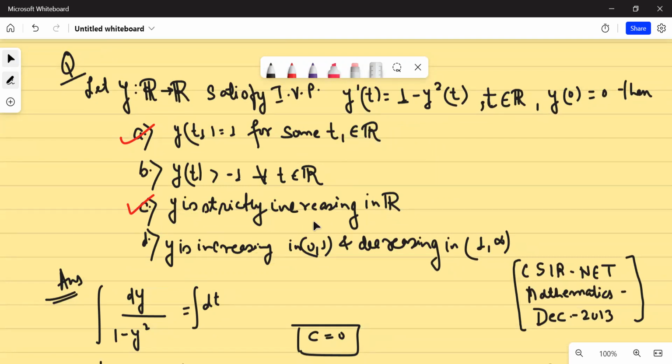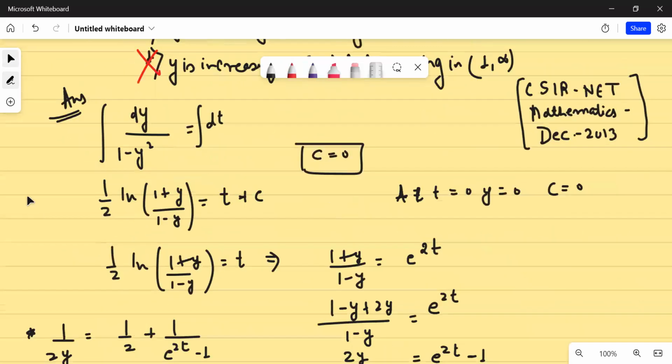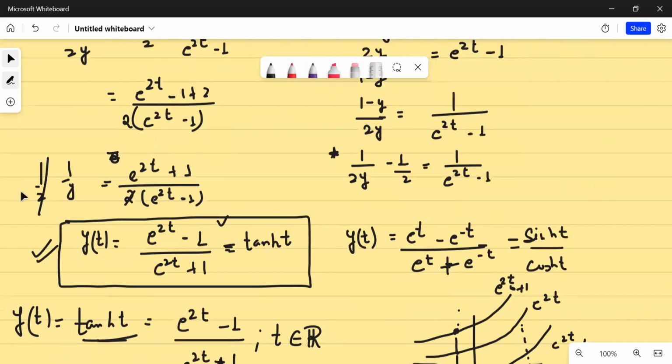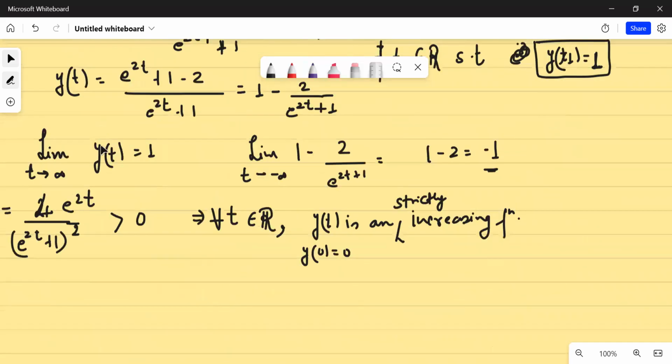So y(t) is a strictly increasing function in R, and y(t) equal to 1, this will not be the case. Y(t) is equal to 1 for some t belongs to R, option is wrong. Y(t) is greater than minus 1, yes, indeed, that I'll show you. So answer should be B and C. So let us try to plot the graph, and then we'll understand how option B is correct.